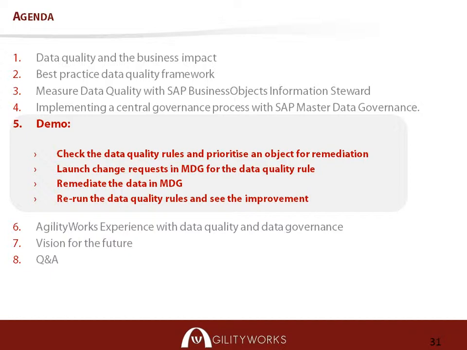So if someone's been told you need to do something with this data, the first thing they might ask is what's wrong with it. So we'll see how this combination can help you identify that. And then we're going to go full circle. We're going to remediate the data in MDG. We're then going to rerun the data quality rules and hope to see the improvement showing through in the Information Steward reporting.